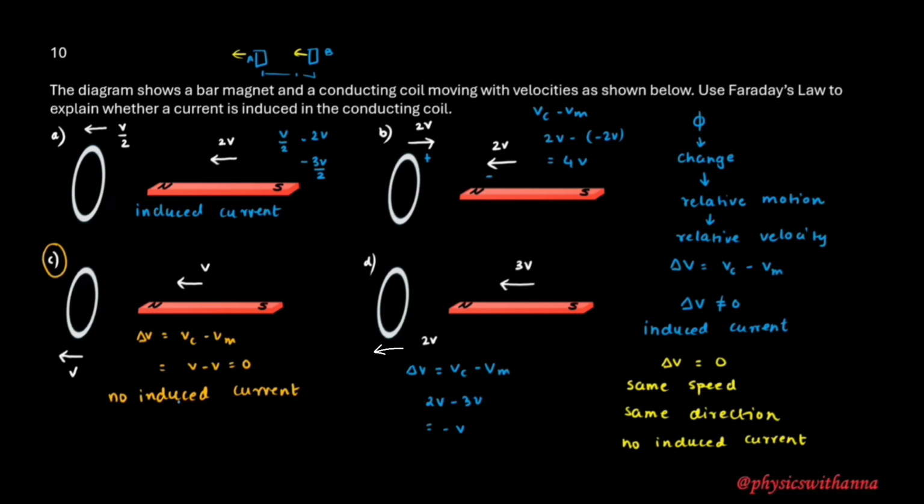And only in case C, the induced current will be zero as the relative velocity between the coil and the magnet is zero. So I can write my final answer as: in A, B and D, there is induced current, and in case C, there is no induced current.